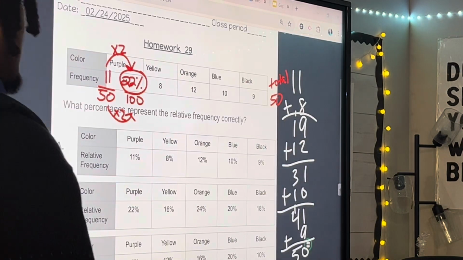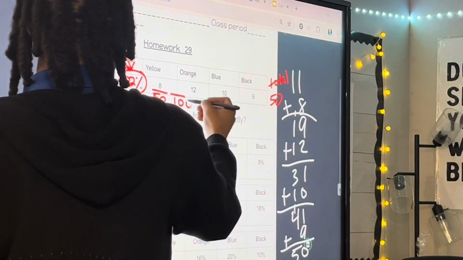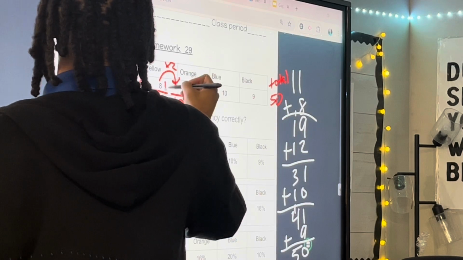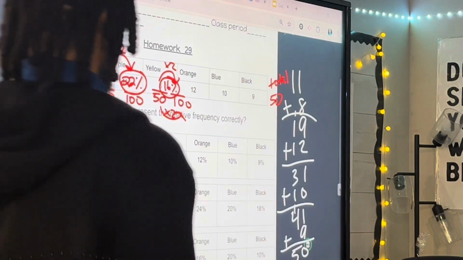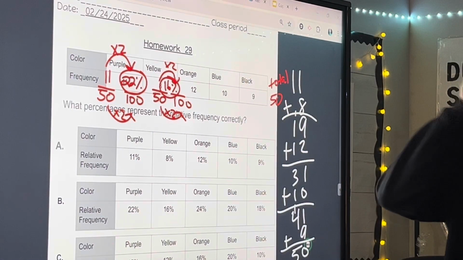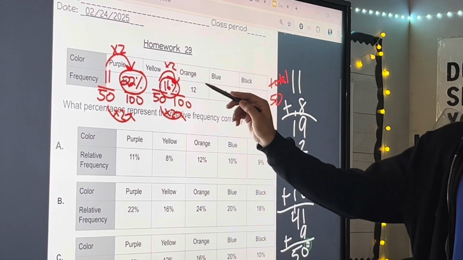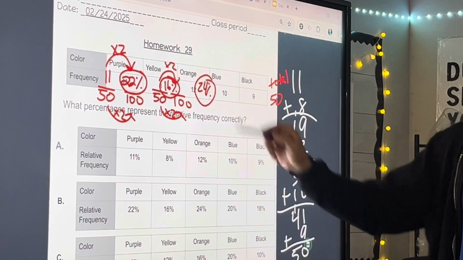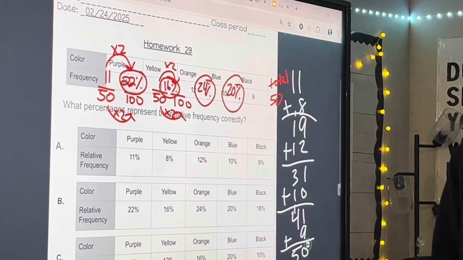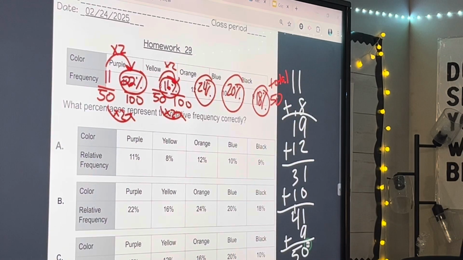All right. Then we do the same for yellow. We have 8 over 50. 50 times 2 gives me 100. So 8 times 2 is 16. For yellow, my frequency is 16%. 12 times 2 is 24%. Orange. 10 times 2. Blue, 20%. 9 times 2. 18%. So now we have our relative frequencies.